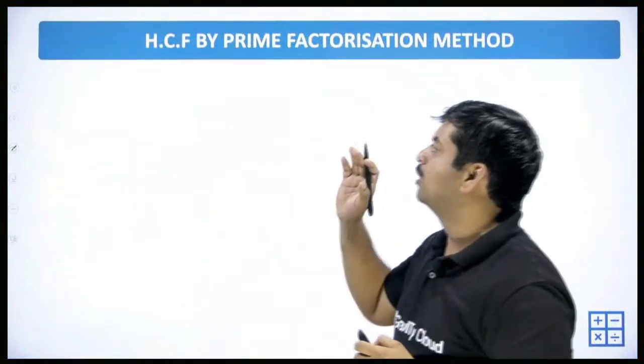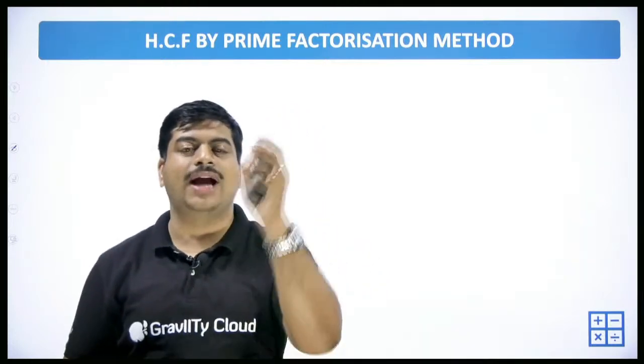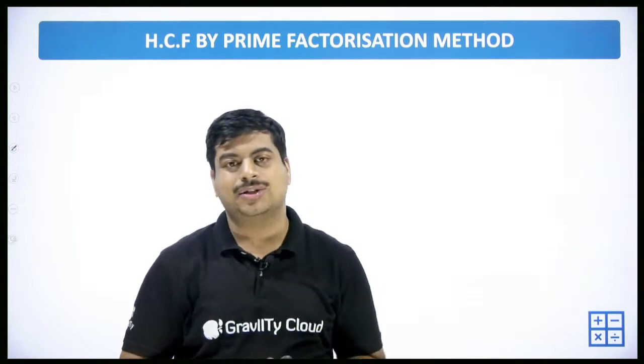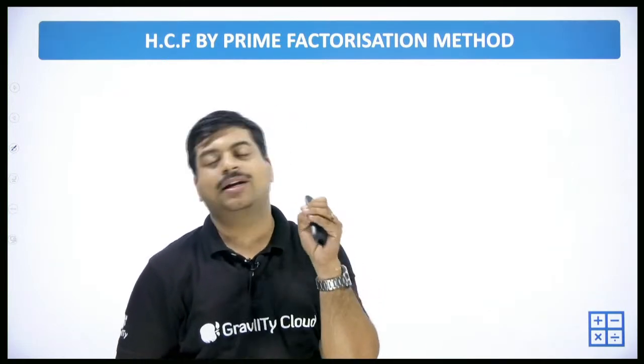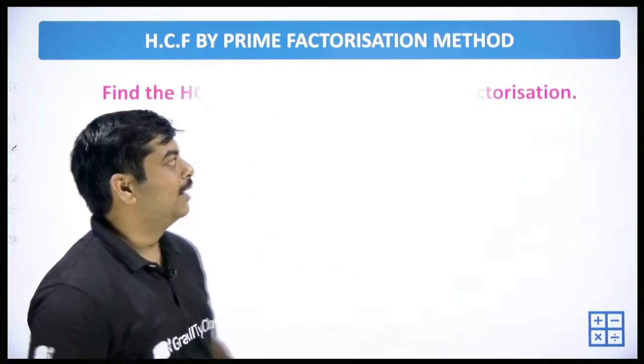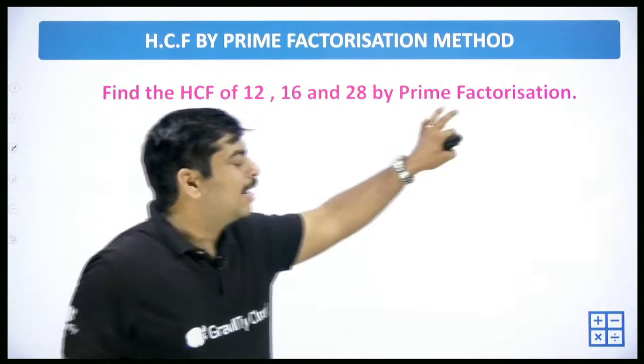Let's start today's session. As in the last class, when we discussed HCF, which is the highest common factor, we learned a method called prime factorization, how to find the prime factors of a given number. Using that method, let us try to find the HCF of 12, 16 and 28 using prime factorization.